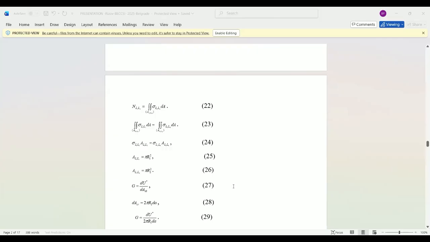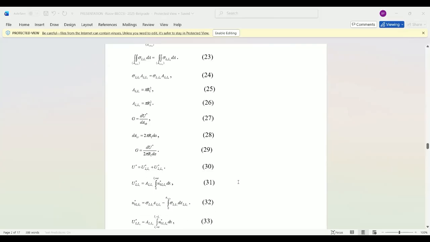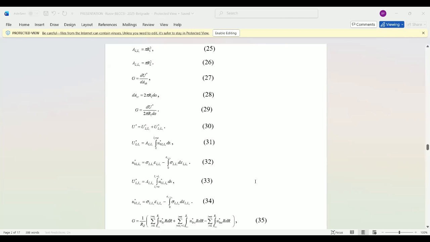The complementary strain energy is determined by applying equation number 30. The complementary strain energy in portions L1, L3 is evaluated by applying equation number 31. The density of the complementary strain energy is defined by using equation number 32. Analogically, for the complementary strain energy in portion L3, L4 of the bar, we have equations number 33 and 34.